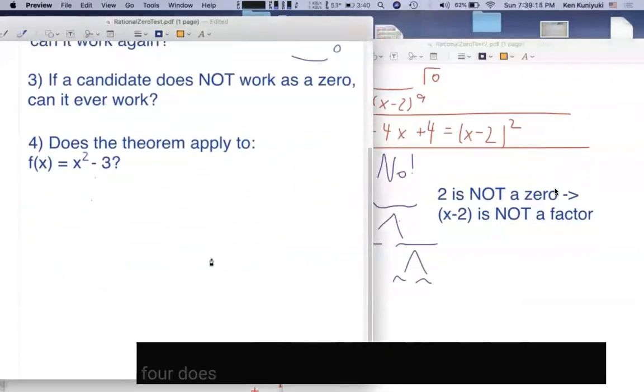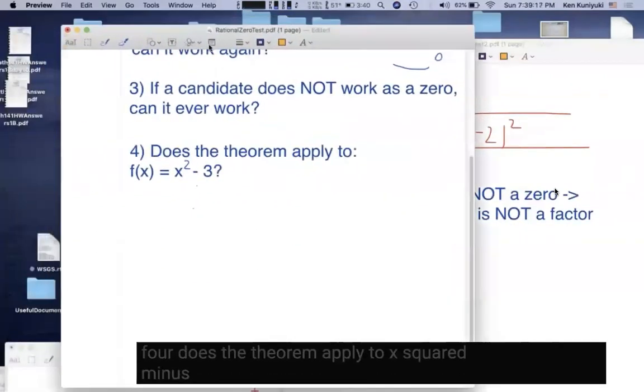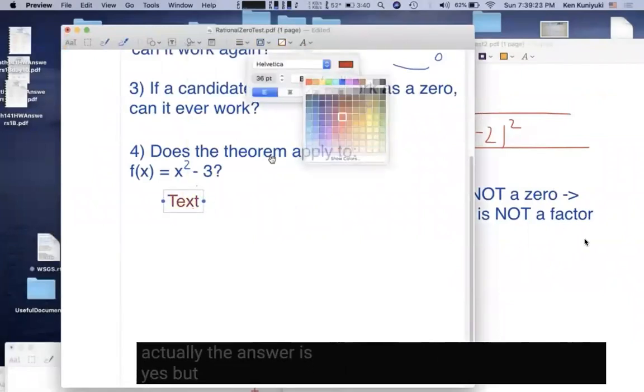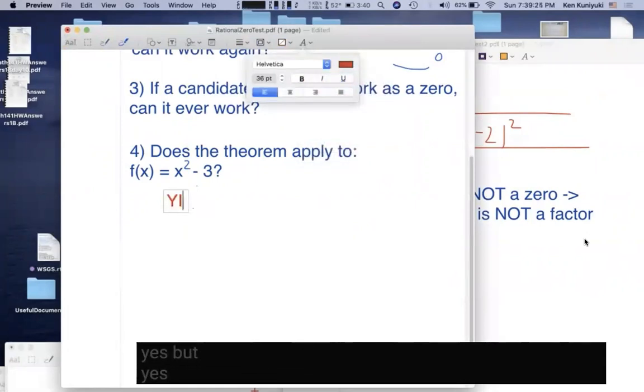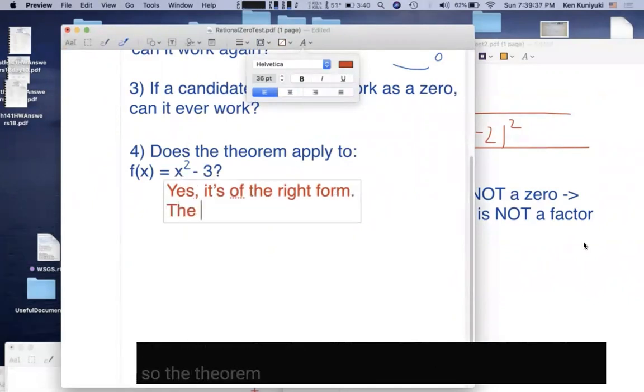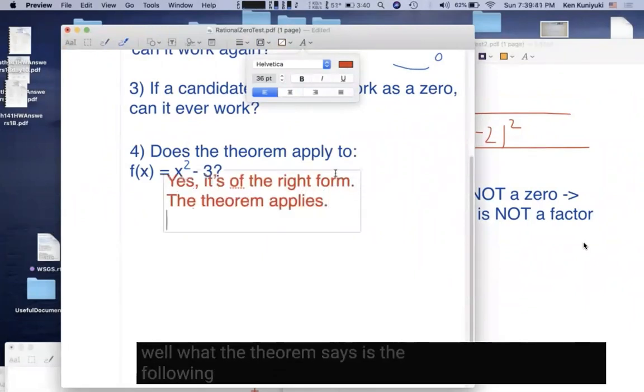4, does the theorem apply to x squared minus 3? Actually, the answer is yes, but. Yes, it's of the right form, right? We have a polynomial in descending powers with integer coefficients. So the theorem applies. What the theorem says is the following.